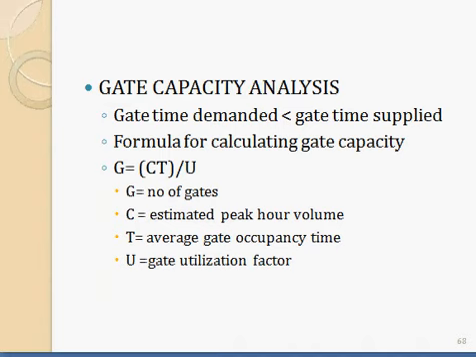The formula for calculating the gate capacity is G = CT/U, where G is the number of gates, C is the estimated peak hour volume, T is the average gate occupancy time, and U is the gate utilization factor. By using this equation, you can calculate the number of gates that will be required, or whether the given number of gates is sufficient for that particular demand. So that is the second factor.